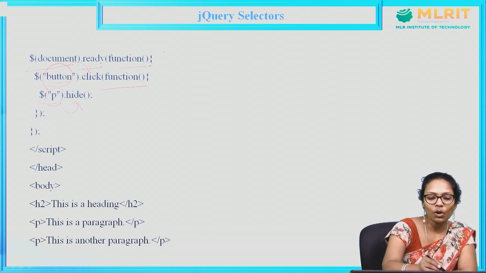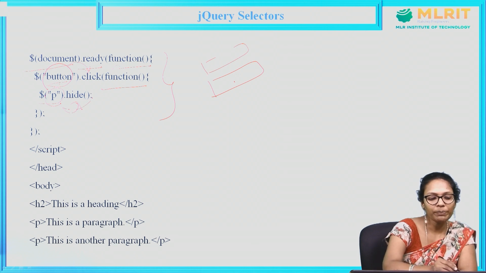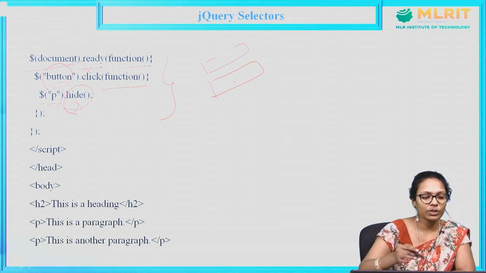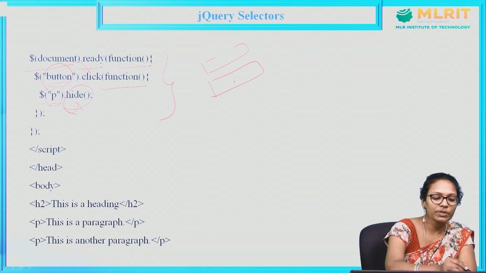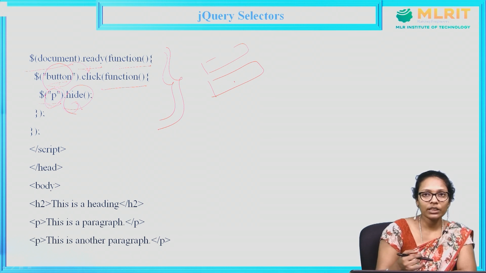So what is the overall thing happening here? We have a button. If you click on the button, the paragraph elements will be hidden, all the paragraph elements. We are not specifying any particular paragraph. I am simply specifying the tag name as P. So that is about this jQuery statement, and we will now see the HTML content.